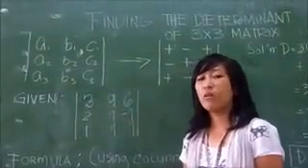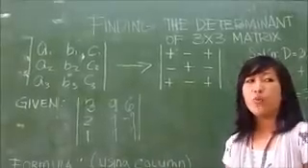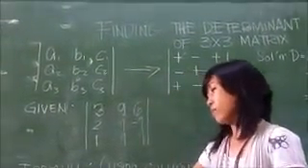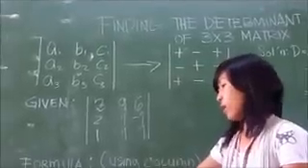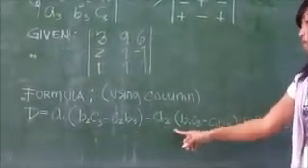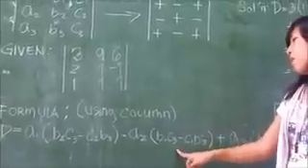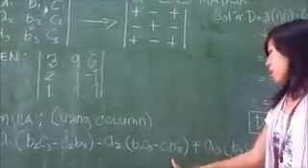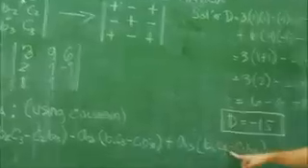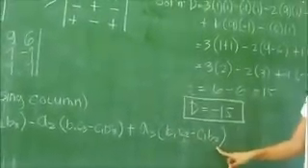Since we are to use the column to find the determinant, we have the formula D is equal to A sub 1 times B sub 2 times C sub 3 minus C sub 2 times B sub 3, minus A sub 2 times B sub 1 times C sub 3 minus C sub 1 times B sub 3, plus A sub 3 times B sub 1 times C sub 2 minus C sub 1 times B sub 2.